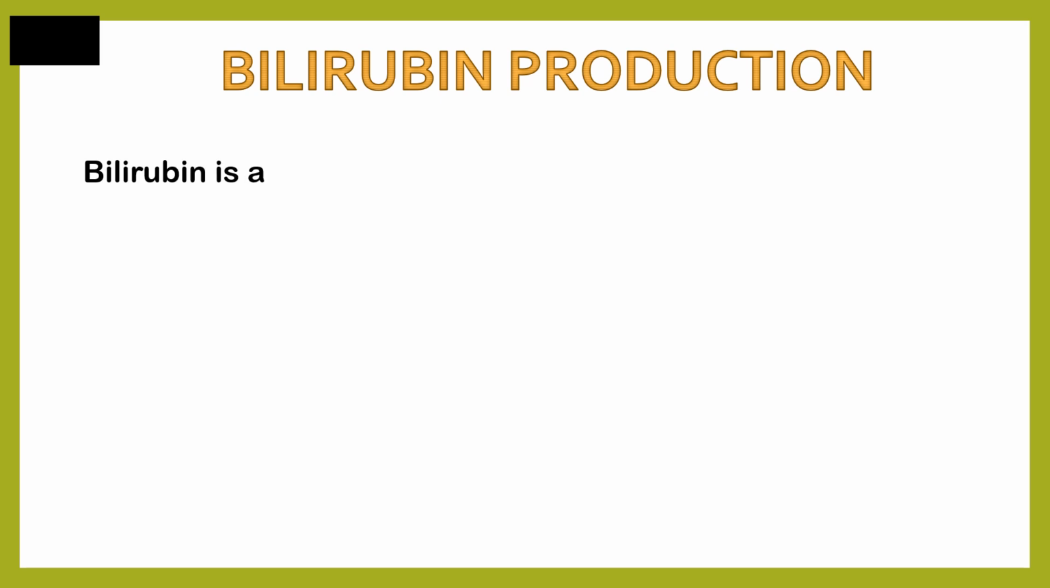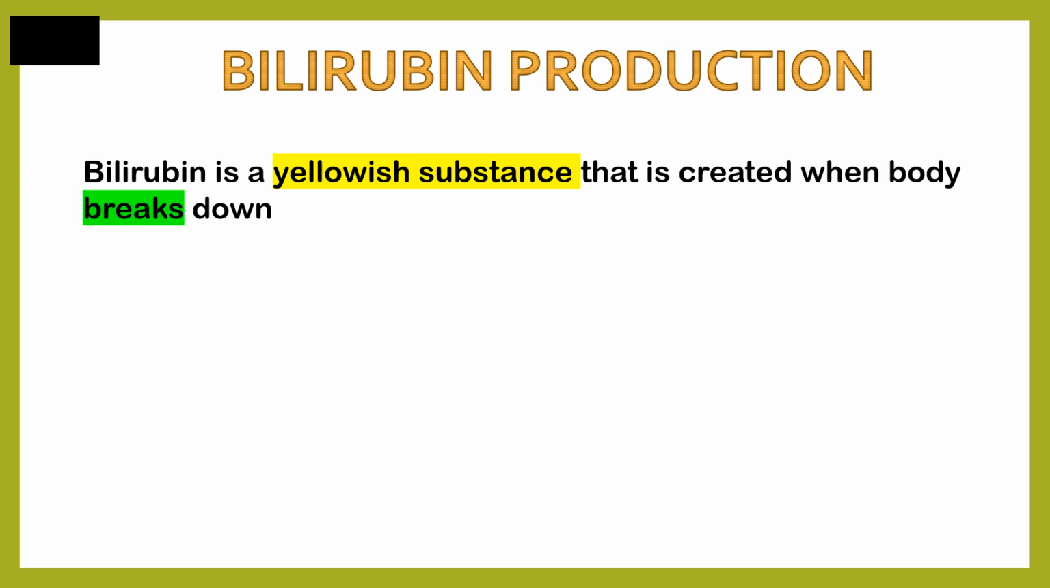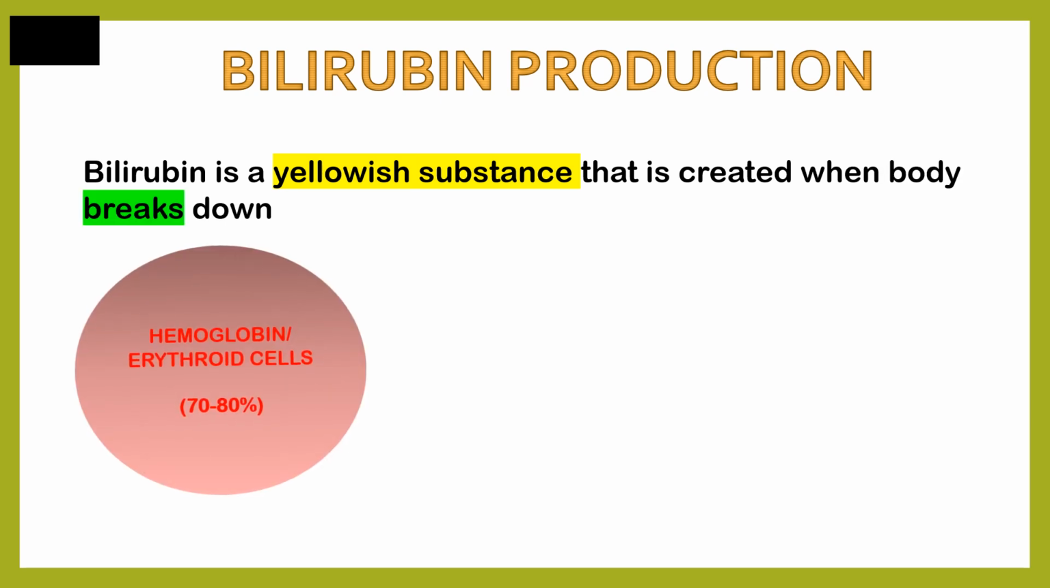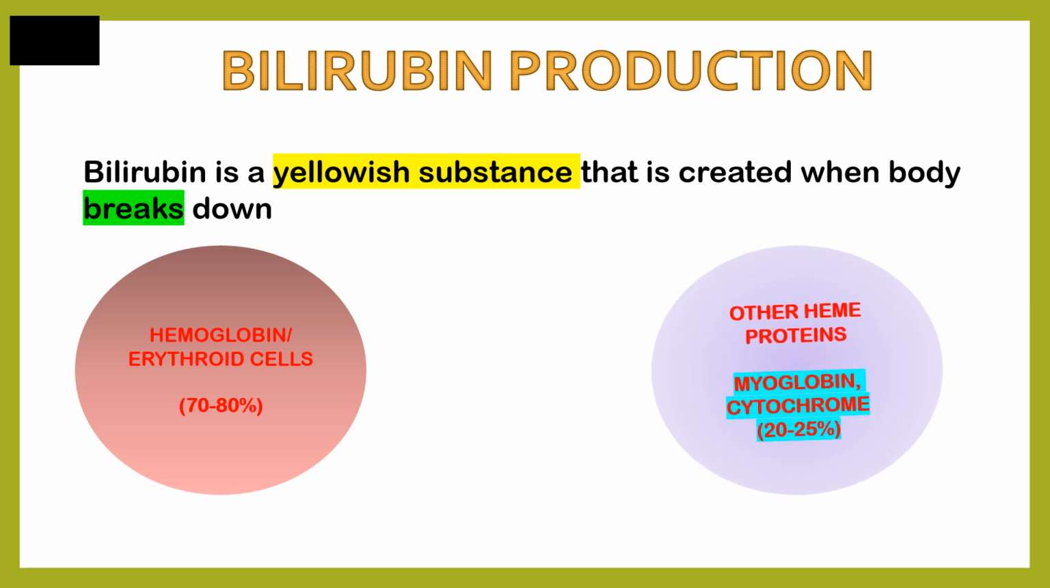Bilirubin is a yellowish compound that is produced when the body breaks down erythroid cells or hemoglobin, which accounts for 70 to 80% of bilirubin formation, and other heme-containing proteins such as myoglobin and cytochrome, which accounts for 20% of bilirubin production. Now let's see how bilirubin is formed from heme proteins.